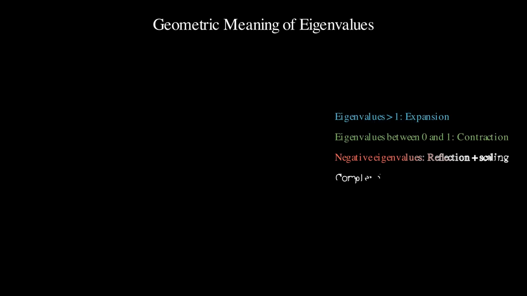In summary, eigenvalues tell us how a transformation affects space. Values greater than 1 cause expansion. Values between 0 and 1 cause contraction. Negative values cause reflection, and complex values cause rotation combined with scaling.